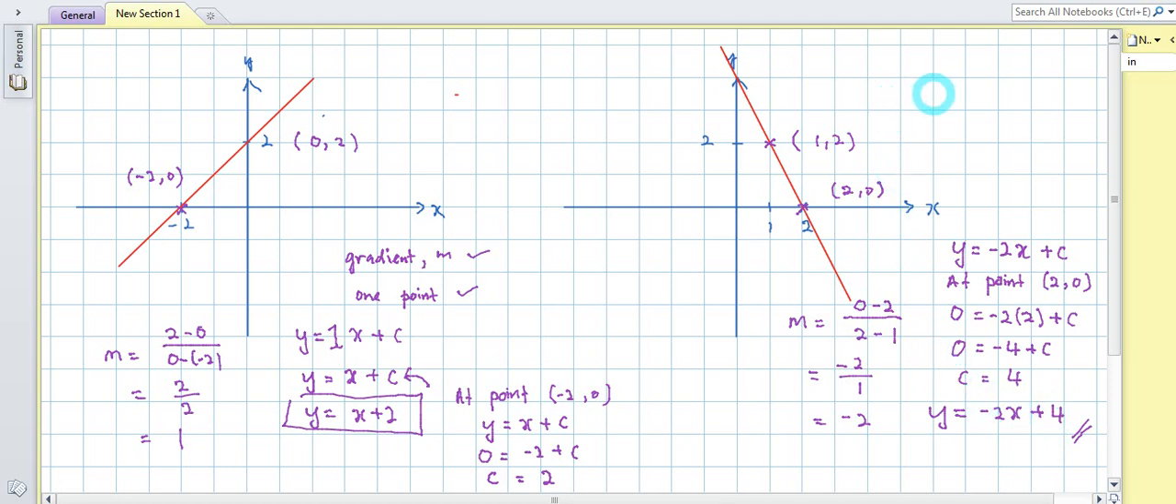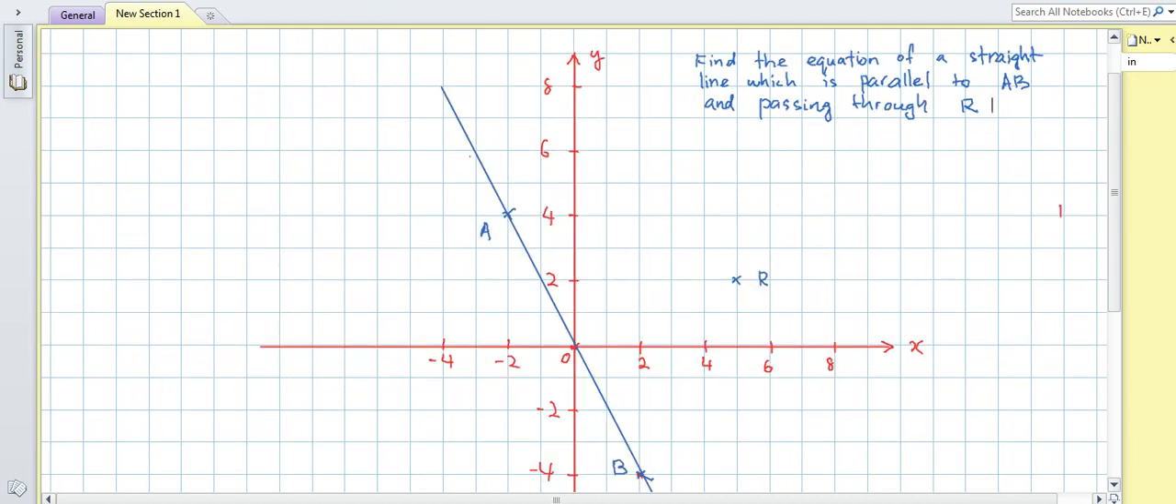It's actually very easy, right? Always remember, when you are asked to find the equation of a straight line, 2 things: gradient, 1 point. If 2 straight lines are parallel to each other, for example these 2 straight lines, they have the same gradient. Remember, when 2 straight lines are parallel to each other, they have the same gradient.